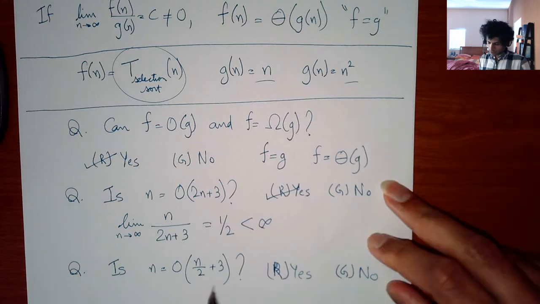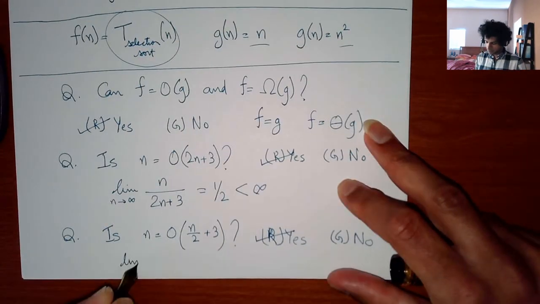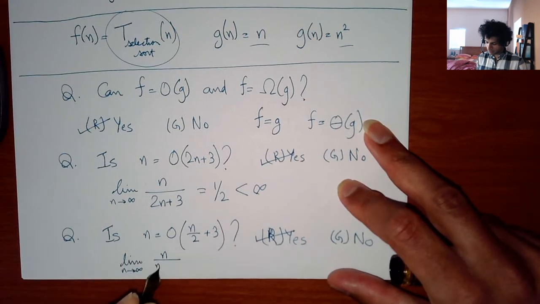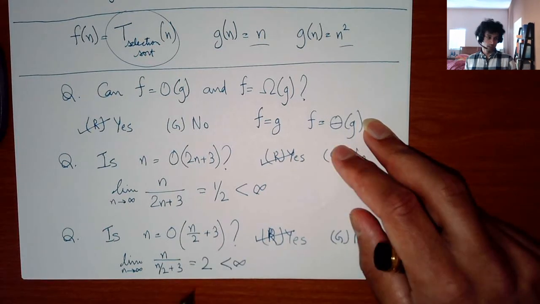Okay, so in this case also the answer is yes, and that's because the limit as n goes to infinity of n divided by n over 2 plus 3, this limit is 2, and 2 is less than infinity, so it's O.